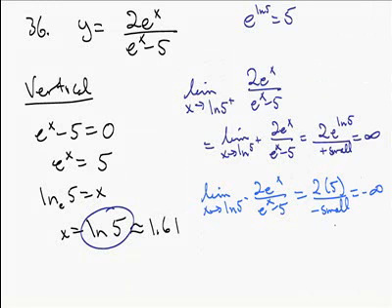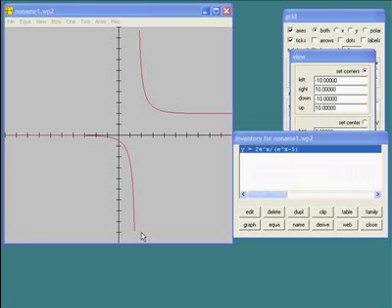Let's check the graph of that. And we can see from this graph we do have this vertical asymptote right here. You can see this vertical line right about x equals 1.6. And you can see as we approach the natural log of 5 from the right, the function takes off to positive infinity. As we approach the natural log of 5 from the left, the function takes off to negative infinity, just as we had surmised.